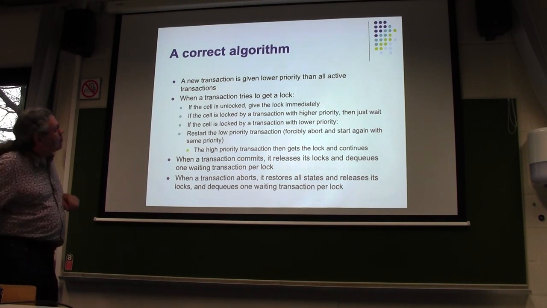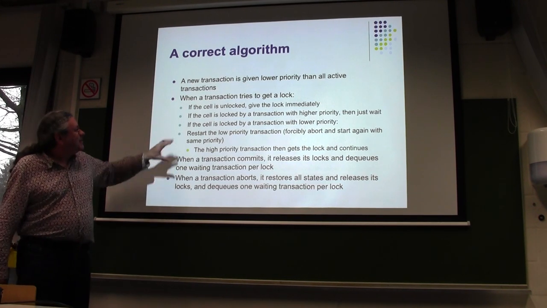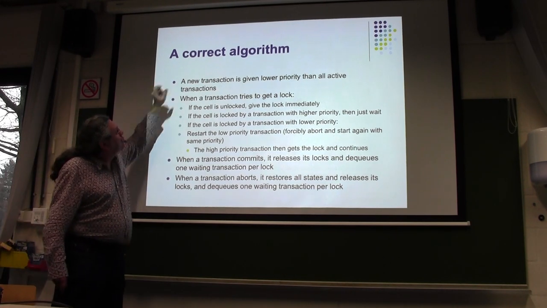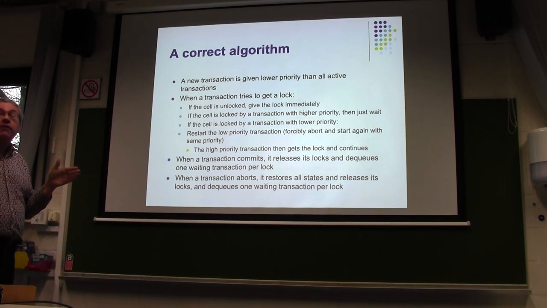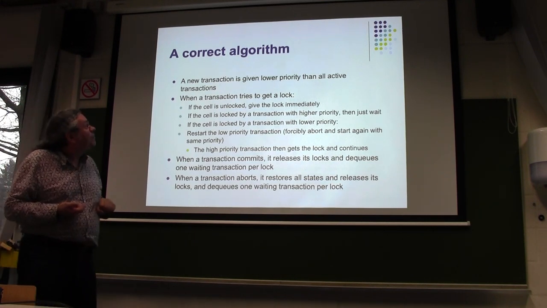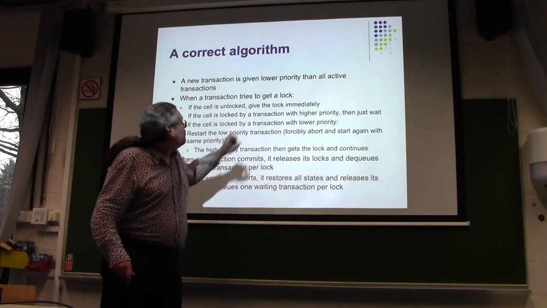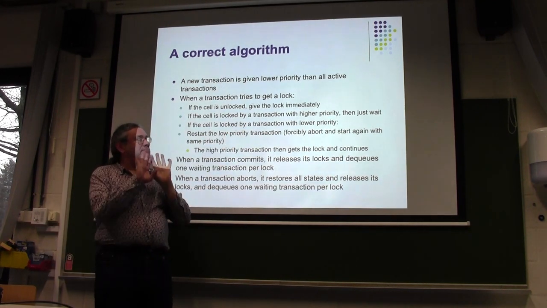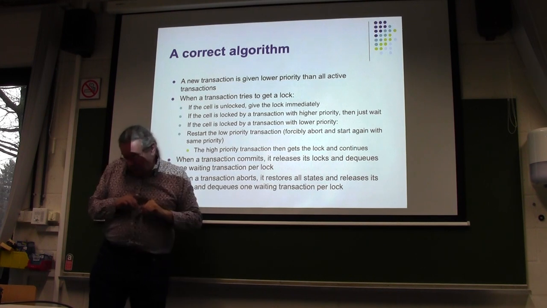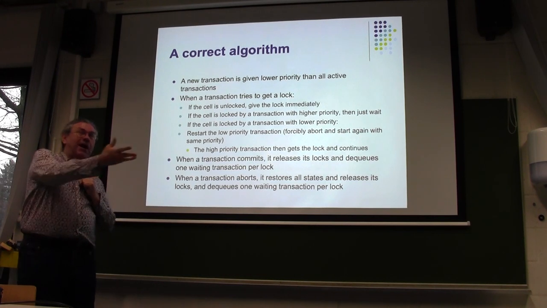Okay, so here is the algorithm. This is kind of a pseudocode of the algorithm. But if you want to see the actual code, you can see. Here, when you create a new transaction, you give it lower priority than all active transactions. So priority is monotonically decreasing forever. There's some integer that manages what is the priority level, huh? And when a transaction tries to get a lock, if the cell is unlocked, you just give it. Again, it's just optimistic. But if the cell is already locked by a high priority one, the low priority one is going to wait, okay? When I'm driving on the road and the prime minister comes, I stop and I let him pass, okay?